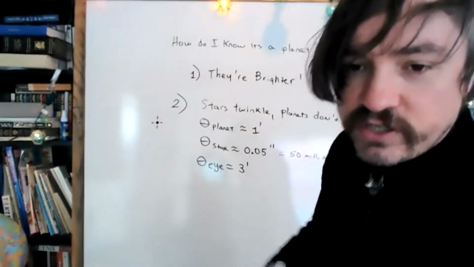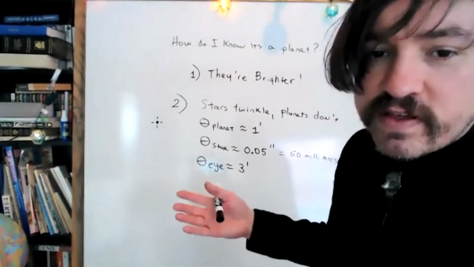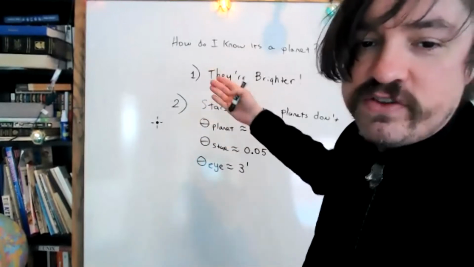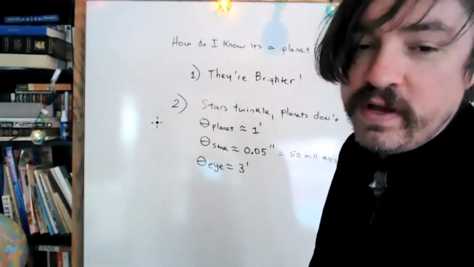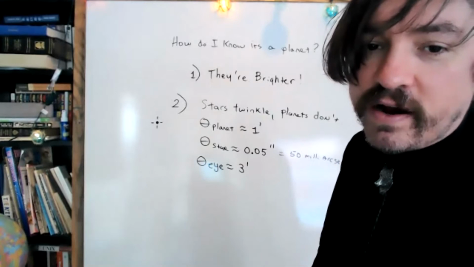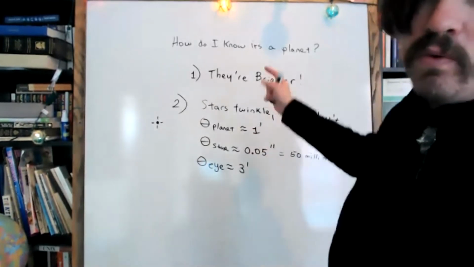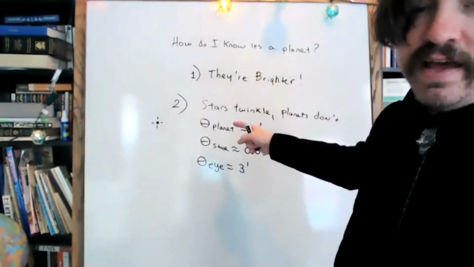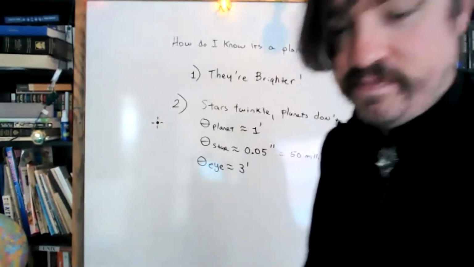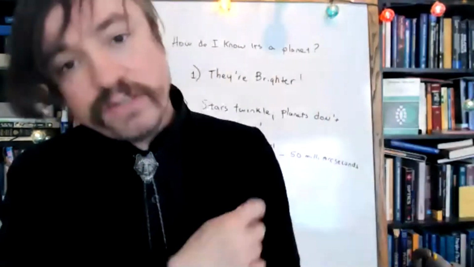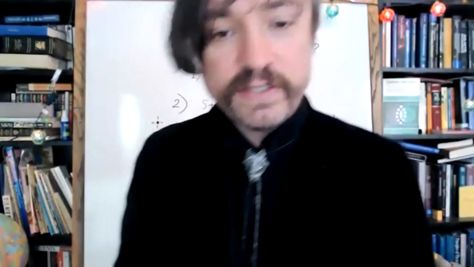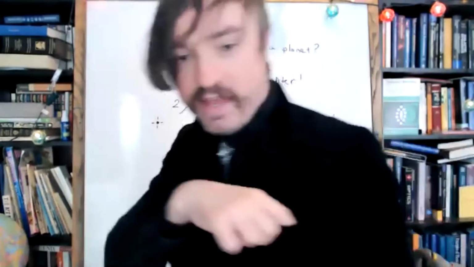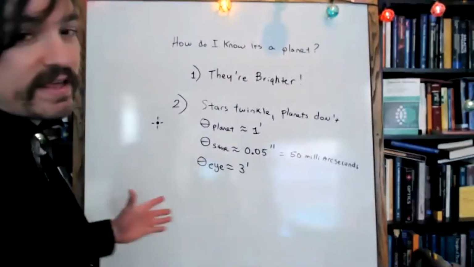However, if you were an ancient observer, an observer of the sky, neither one of these two things would prove that a planet was not a star. You could just say, well, we're looking at a brighter star, and it doesn't twinkle as much because it's brighter. How then did the ancients know that planets were not stars? By the third thing. Anyone want to guess what it is?